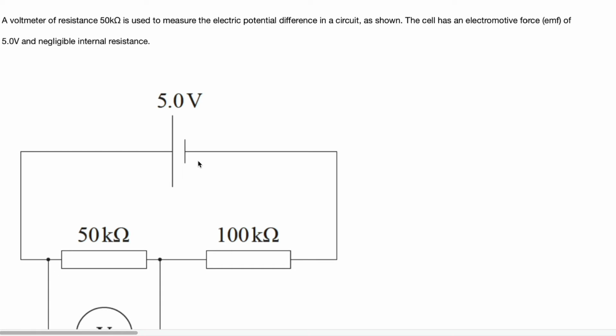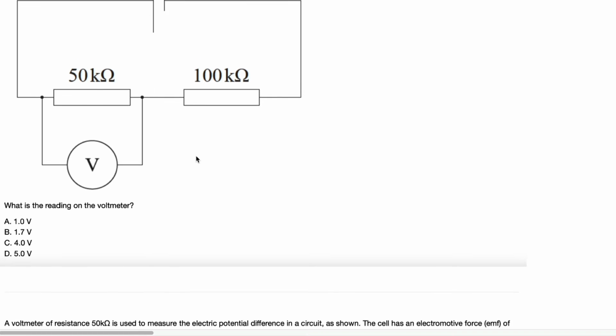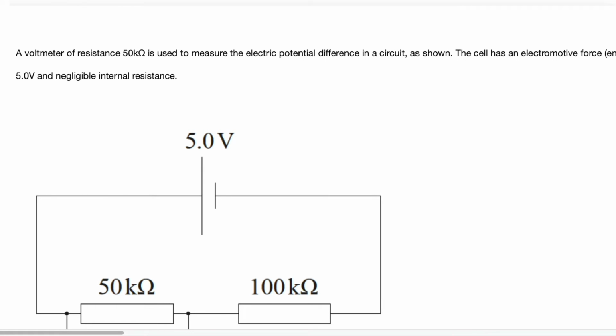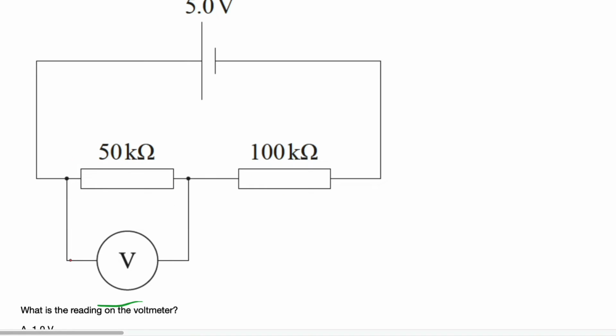A voltmeter of resistance 50 kilo-ohm is used to measure the electric potential difference in a circuit as shown. The cell has an electromotive force of 5.0 volt and negligible internal resistance. What is the reading on the voltmeter? So this is a very important piece of information here. The voltmeter actually has a resistance. So here you can draw a resistor here, 50 kilo-ohm.